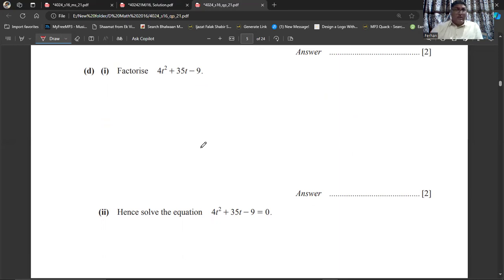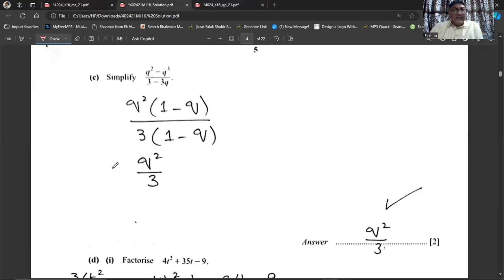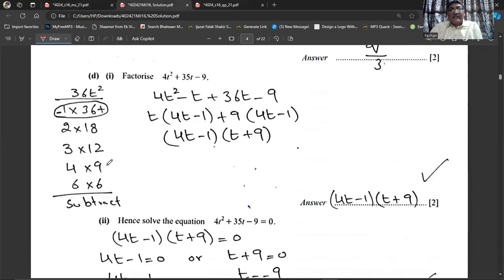So what I will do is multiply the extreme terms. I will get 36. I will write the factors of 36: 1 multiply 36, 2 multiply 18, 3 multiply 12, 4 multiply 9, 6 multiply 6. Now, because the third term has a negative sign, I will write here subtract. I'm going to choose the pair which by subtraction will give me 35. So 1 and 36: when you subtract them, that gives you 35, because you want positive 35.